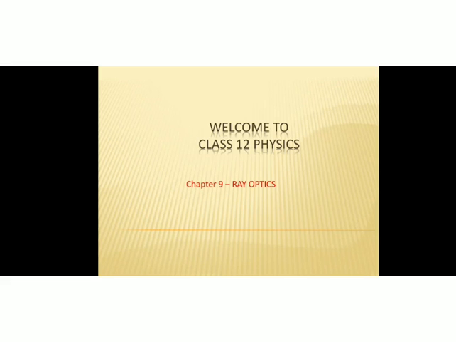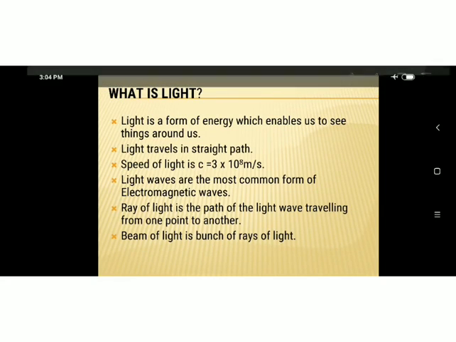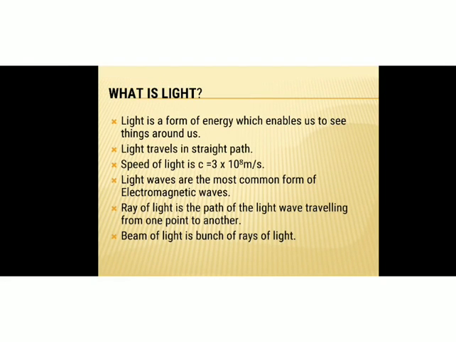Children, let's start with the new chapter, chapter 9, ray optics. So let's begin with the basics of light. What do you mean by light? Light is a form of energy which enables us to see things around us. Whenever we enter into a dark room, we can't see anything. But the moment we switch on the light, we can see everything inside the room. So light is a form of energy which helps us to see everything around us.